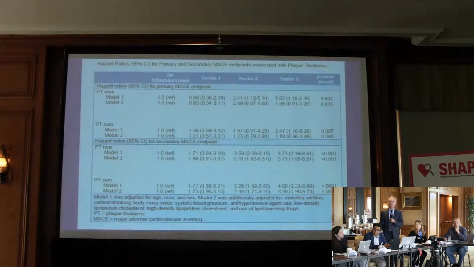So here you see the hazard ratios for maximum plaque thickness, primary endpoint. Model 2 is correction for all the risk factors, and you see we come up with an increased risk of 2. And if you look at the sum down here, it's something similar. If you look at secondary endpoints, the hazard goes up, but it's still very similar.